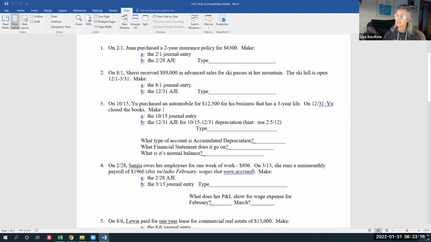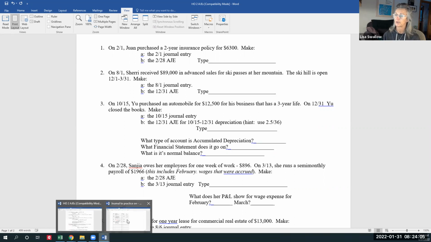Number 3, on 10/15, you purchased an automobile for $12,500 for his business. It has a 3-year life. On 12/31, you closed the books. So I want you to make the 10/15 journal entry when he bought the car, and then we need to make a 12/31 AJE, and that would be for half of October, all of November, all of December. And I tell you to use, and this isn't exactly correct, it's got a 3-year life, so it's going over 36 months, and we're depreciating 2.5 months of it. So shut off the tape and let's go talk about this.